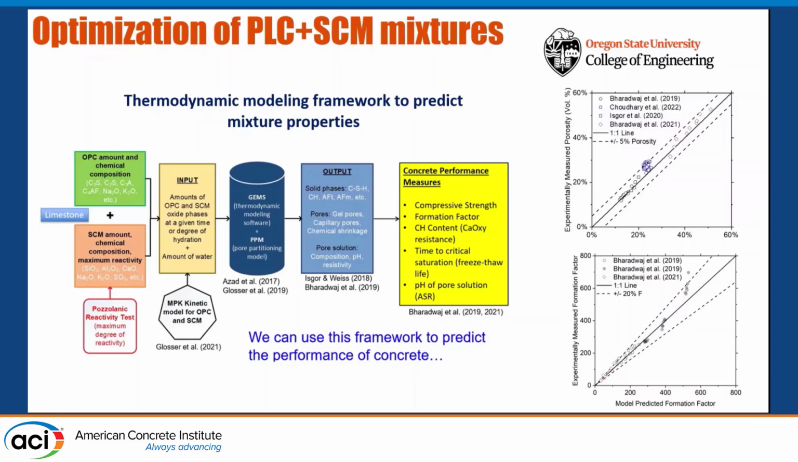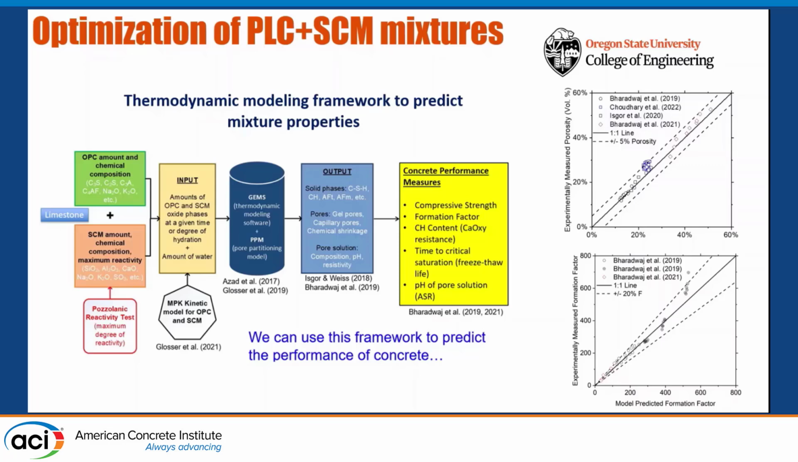How much SCM should we have in that mixture? It's a complex problem. It's an optimization problem. First of all, as we were told, not all PLCs are the same. And second, not all SCMs are the same. Every SCM has a different composition, and every SCM has a different reactivity, pozzolanic reactivity.